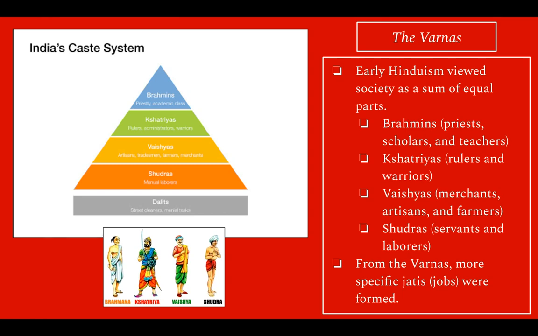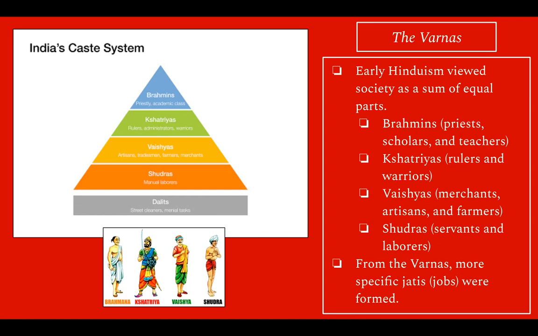Next, we're going to talk about the Varnas. Early Hinduism viewed society as a sum of equal parts, which is interesting to me, meaning that each part was equal. But we'll get more into that. Those Varnas consisted of Brahmins at the top, who were priests, scholars, and teachers. Below the Brahmins were the Kshatriyas, who were the rulers and the warriors. Below the Kshatriyas were the Vaishyas, the merchants, traders, artisans, and farmers. And below that would be the Shudras, the servants and laborers.